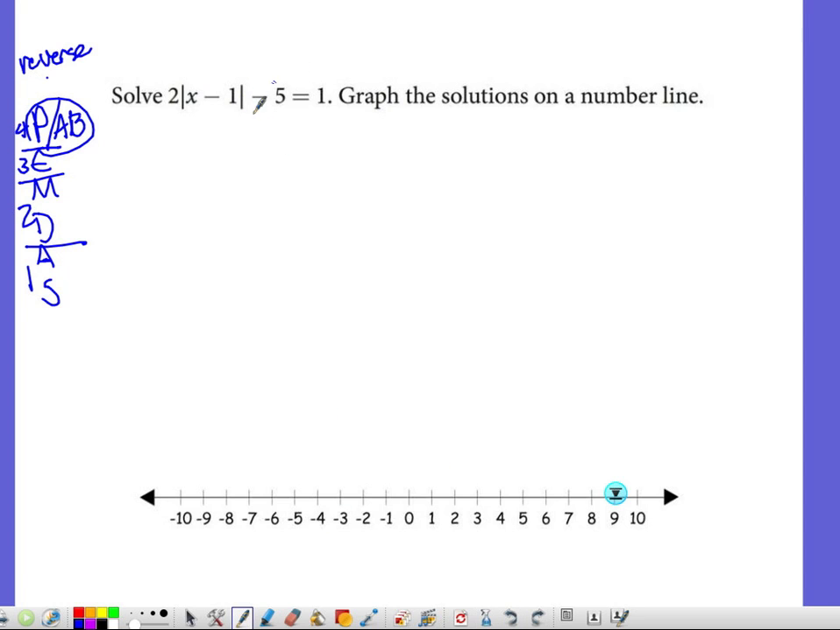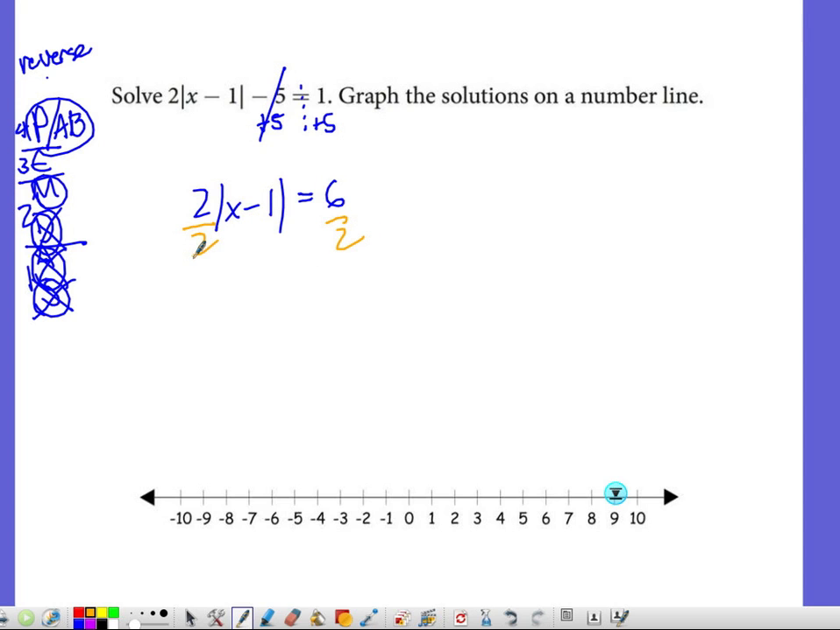So since I'm subtracting 5 here, I need to do the inverse, the opposite, which is to add 5. Remember, whatever I do to one side, I have to do to the other side. So I have 2 times the absolute value of x minus 1. That becomes 0, and we have 6. Okay. Keep going up the reverse PEMDAS. No more subtraction. I don't have addition. I don't have division, but I do have multiplication. So I'm multiplying by 2 here. The inverse or opposite of multiplying by 2 is to divide by 2. This basically becomes 1, so I just have the absolute value of x minus 1 equals 3.